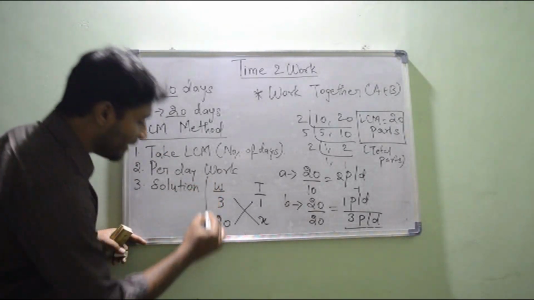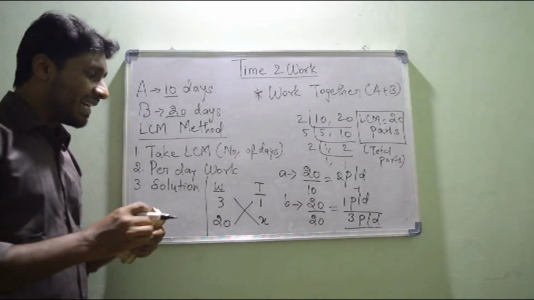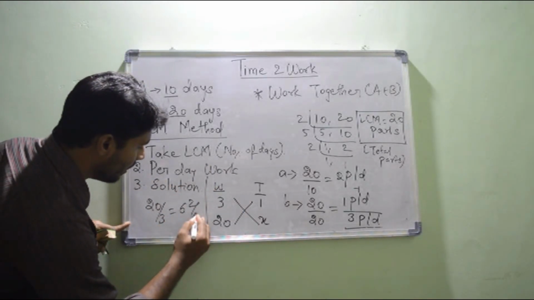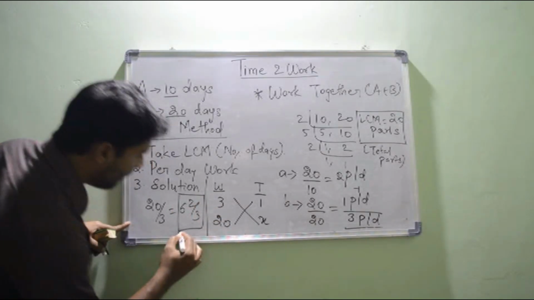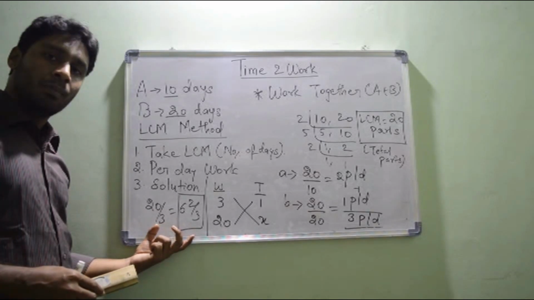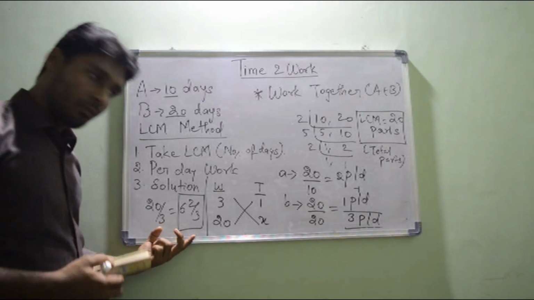Either we can go with this method, taking the variation concept, or else I can simply go for 20 by 3 equals 6 2 by 3. Both will lead to the same answer, but this one is applicable for all the questions, whereas the other is only for certain types of questions. Is it clear for you guys? Okay.